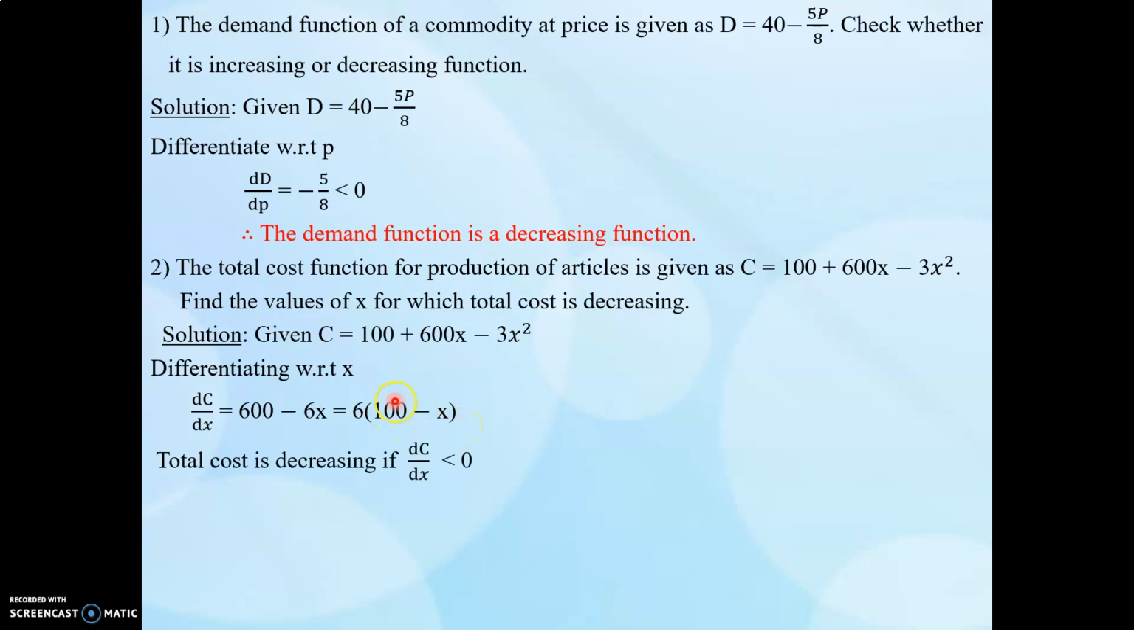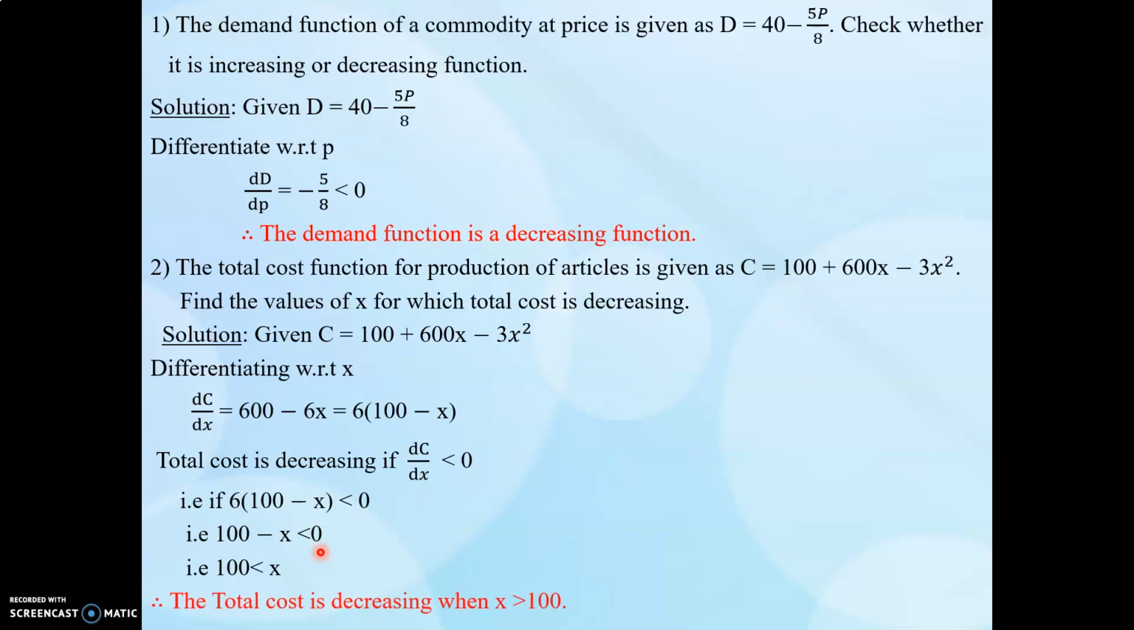And it is given that this function is decreasing. Therefore, dC upon dx is less than 0. You can write 6 into (100 minus x) is less than 0, that is, 100 minus x is less than 0, that is, 100 is less than x. You can write that the total cost is decreasing when x is greater than 100. This is the answer for this question.